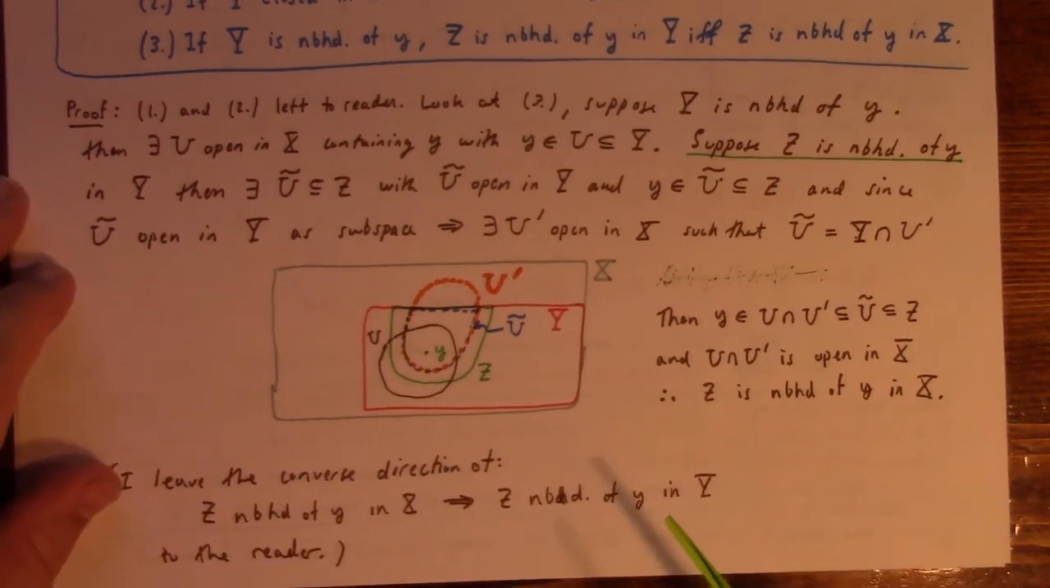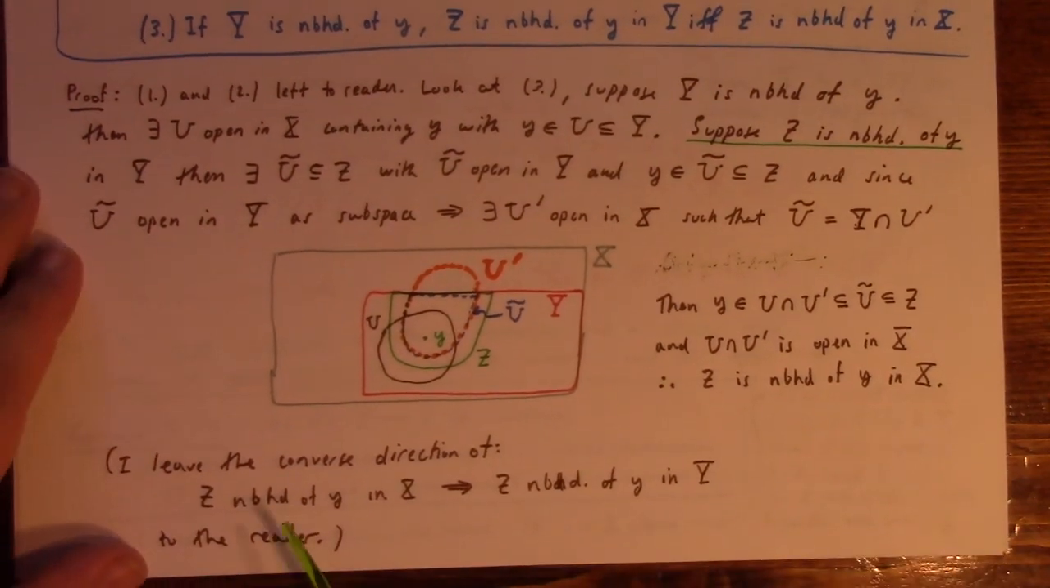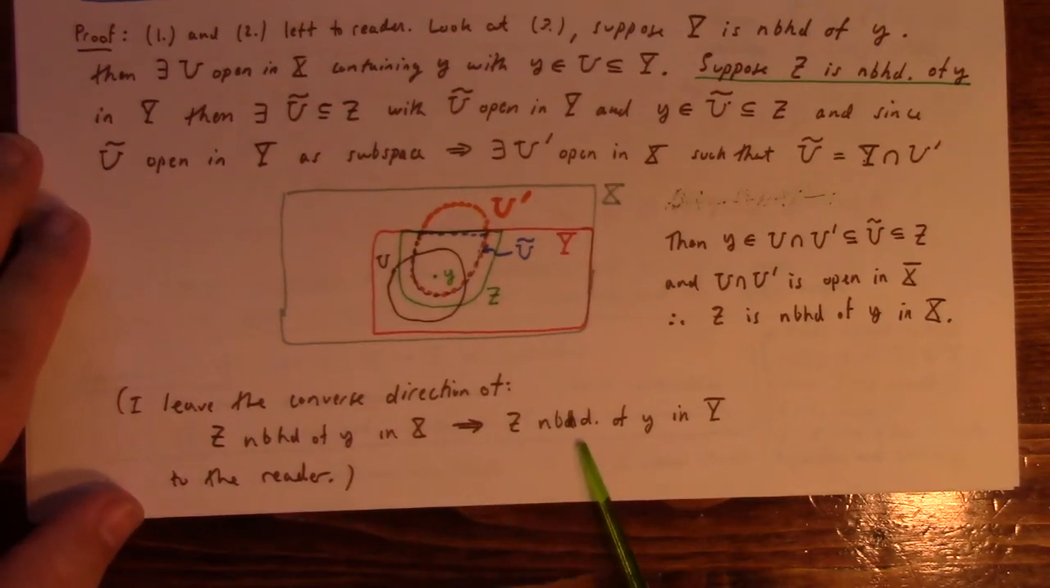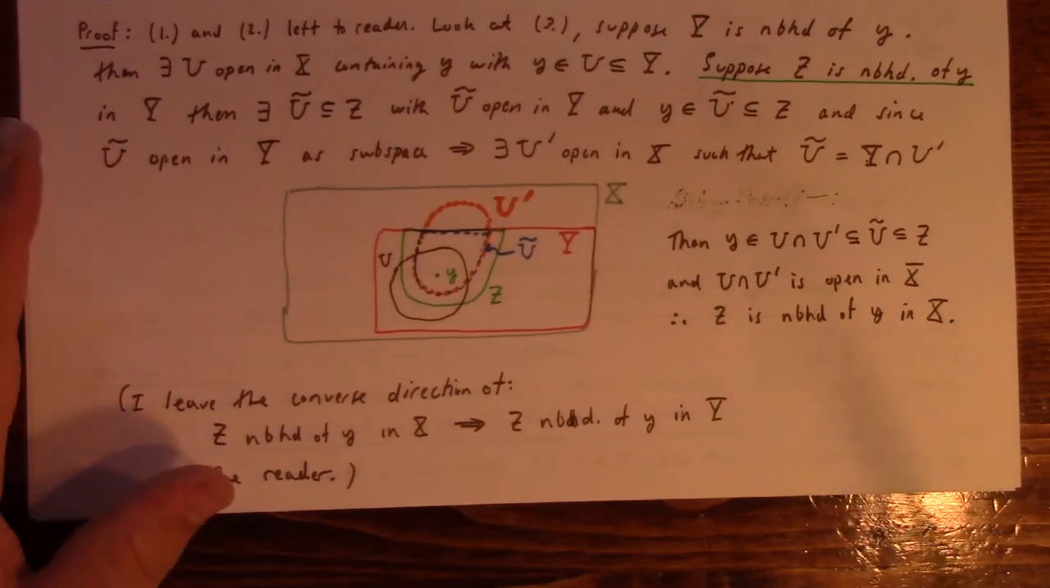I leave the converse direction, that is that Z is a neighborhood of Y in X implies Z is a neighborhood of Y in Y, to the reader. Although I will say that this is only like a sentence, and it's way easier than the part I just did. So you can look at Minetti.